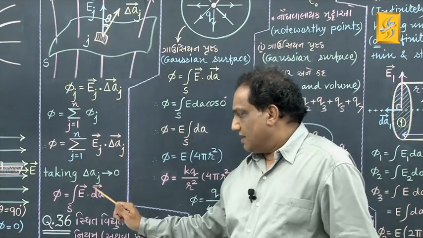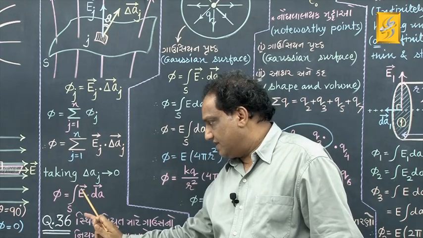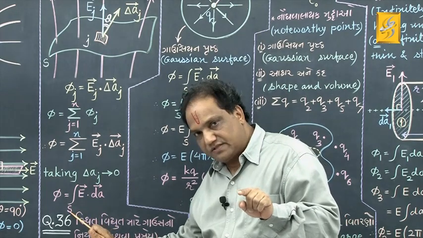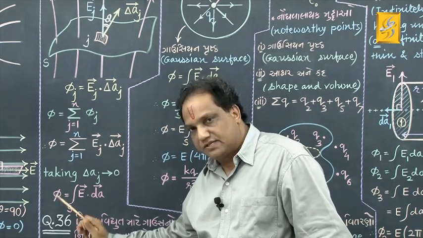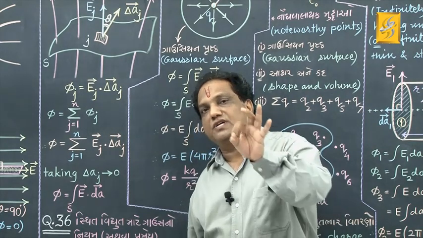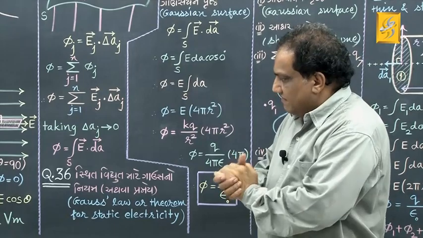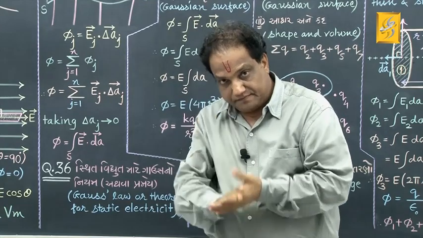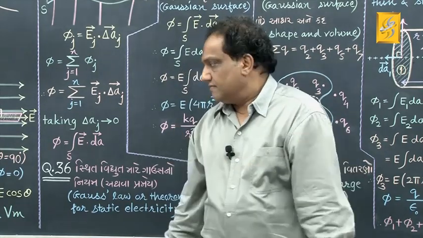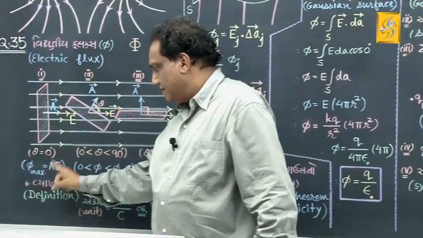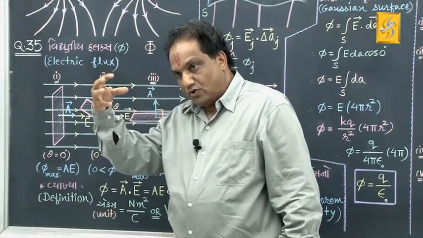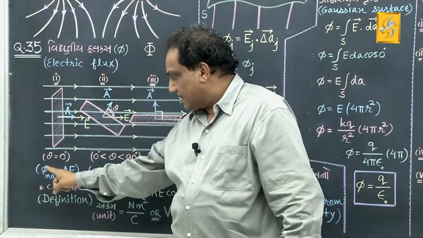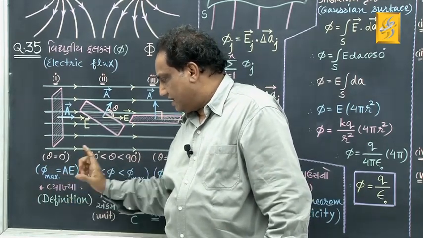Last time, surface integration of electric field taken over a given surface is called electric flux linked with that surface or associated with that surface. If the chosen area element is flat, plane, with area A, and it is taken perpendicular to a uniform electric field E, at that time the electric flux is A into E, correct?